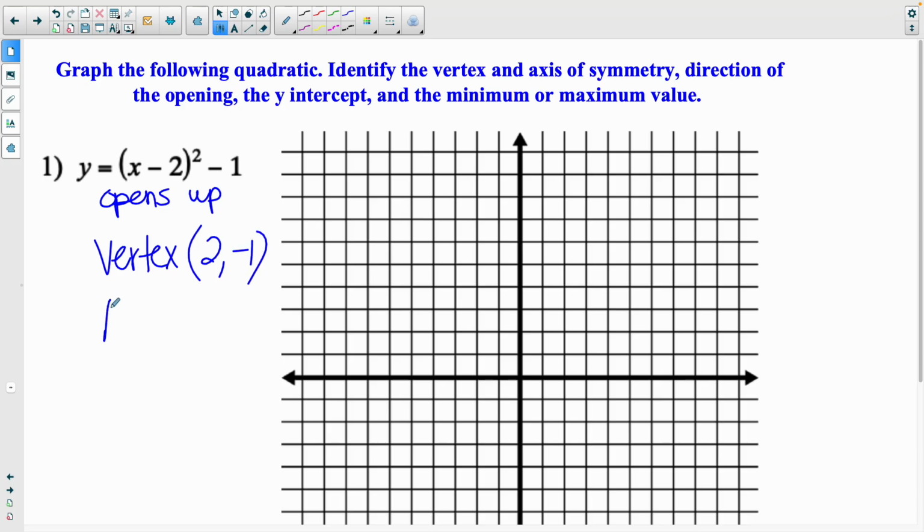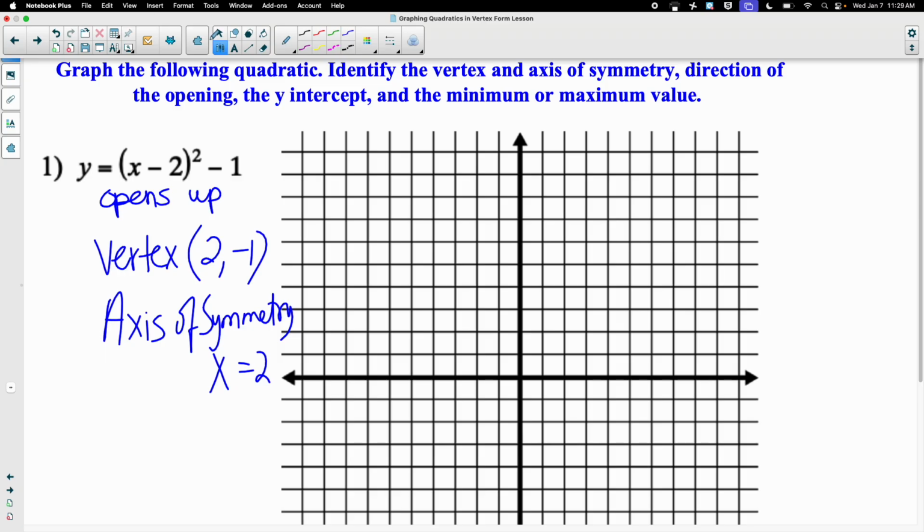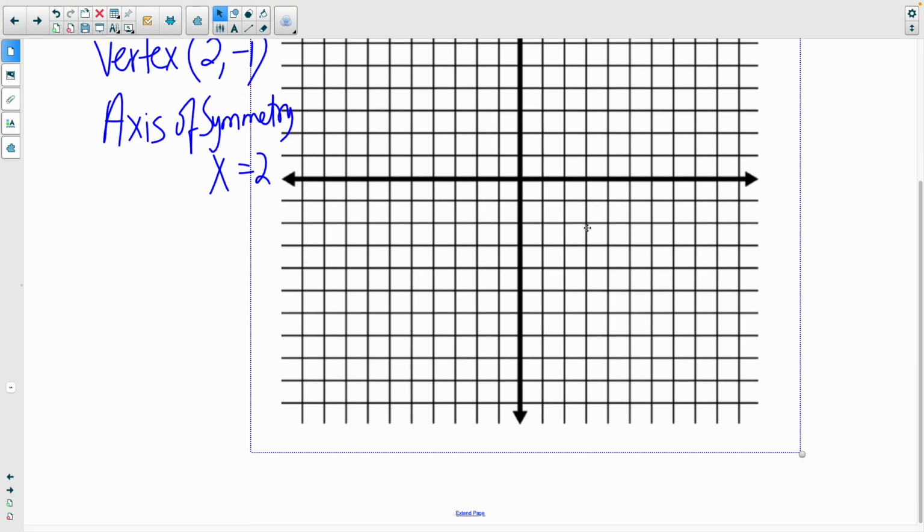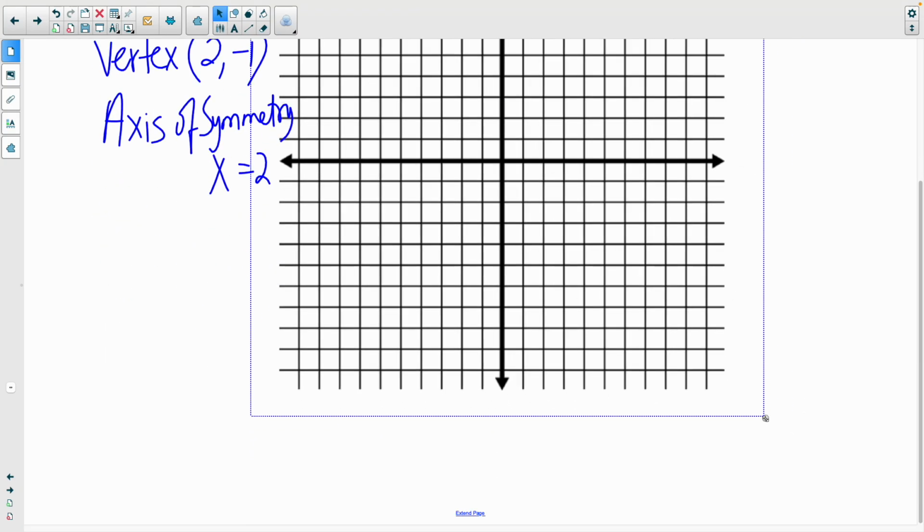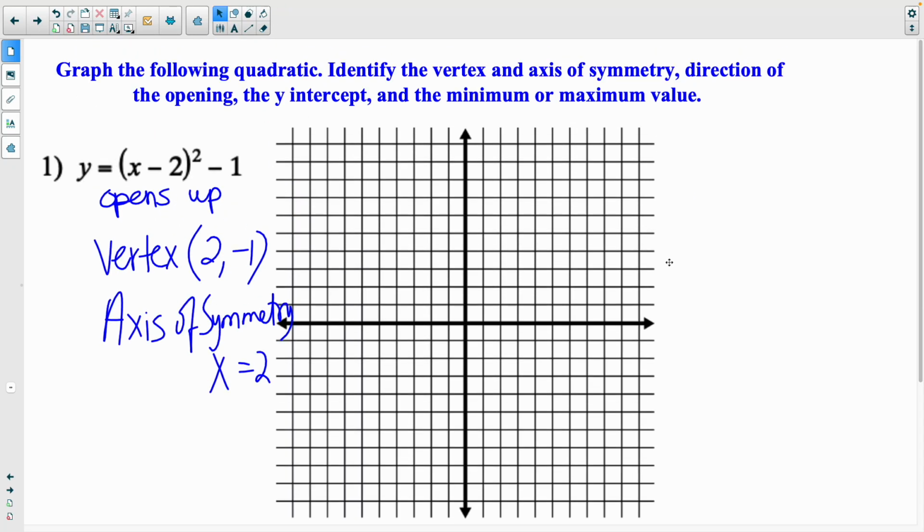So that means the axis of symmetry, remember that dotted line that we draw because it helps us reflect everything? That axis of symmetry is always x equals whatever the x-coordinate is. So x equals 2. Okay, so those two things we automatically get, we get to put them right in the graph. So let's graph those, because you always want to do those two first so you know what you're looking at to start piecing everything together.